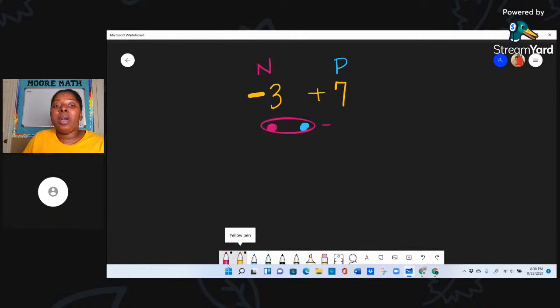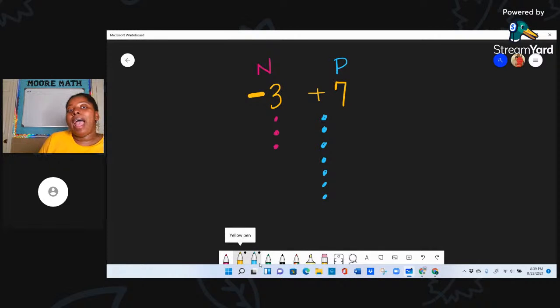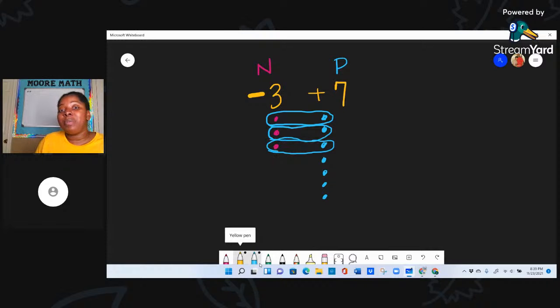Okay. So that means here we have some negatives, right? We have about 3 negative chips, right? And then we have 7 positives. 4, 5, 6, 7. Okay. So how many pairs do we have? We call these 0 pairs because they equal 0. How many 0 pairs do we have here, where there's a negative and positive chip together? 3. Good. Okay. So because they equal 0 and they cancel each other out, we get rid of them.